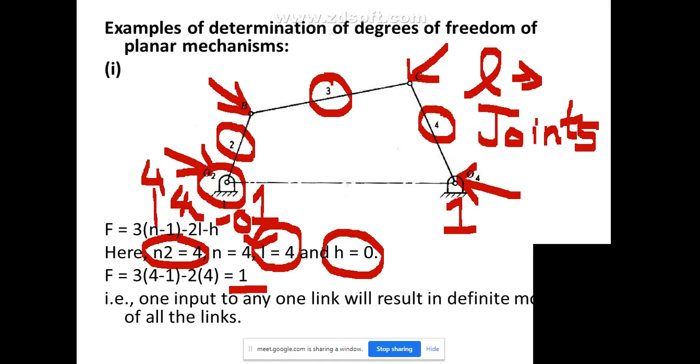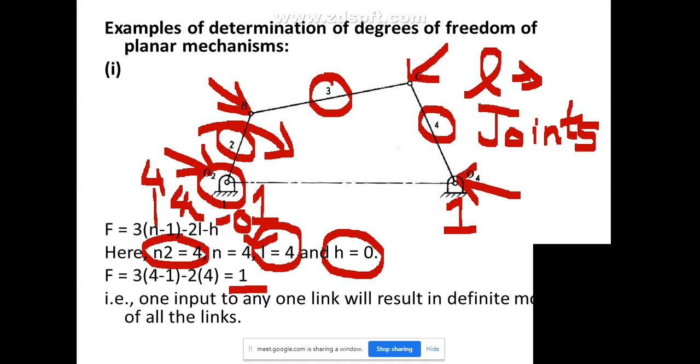That is, one input to any one link will result in definite motion of all the links. So what do you mean by degree of freedom? Only one degree of freedom is required for this mechanism to get the definite motion for all the links. So in this case, what will happen? This is completely fixed. So if we just give an input to link number 2, automatically this is going to oscillate, and this will be getting the movement, and this 3 also is going to have the motion, and also the 4 is going to rotate.